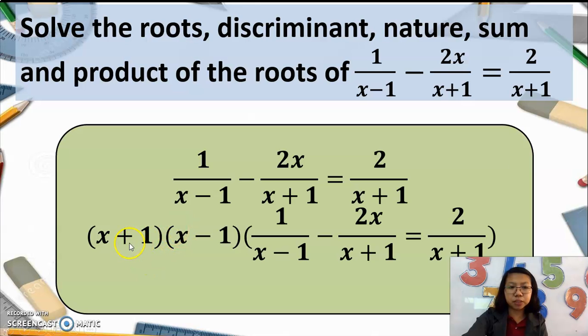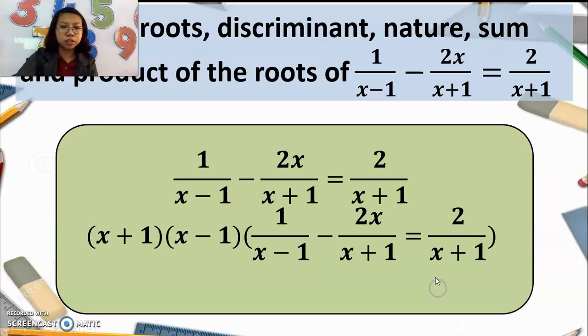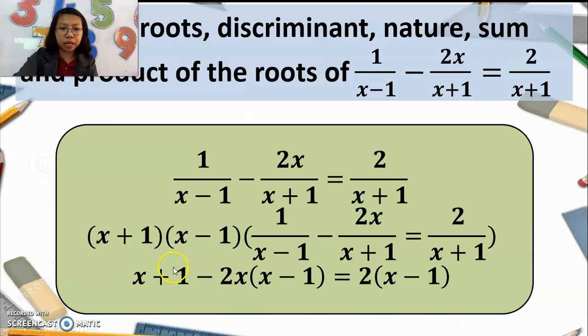I just need to multiply it by x plus 1 and x minus 1 because those are the terms on the denominator of the given equation. After multiplying, I will have 1 times x plus 1, or simply x plus 1. For 2x, just copy the numerator and cancel, so I will have x minus 1 as the remaining. For the right side of the equation, copy the numerator, so just 2. Then cancel x plus 1 here, and I just have x minus 1.